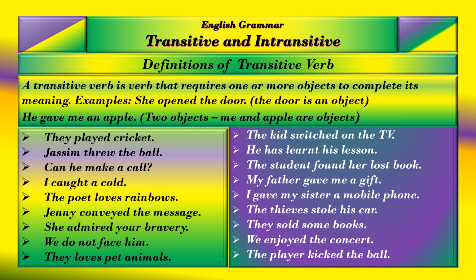Look at these examples. The first one is, they played cricket. Jasim threw the ball. Now in the first one, cricket is an object. So whenever the verb takes an object, that is a transitive verb. Played is a transitive verb. In the second one, threw is a transitive verb. The third one, can he make a call?